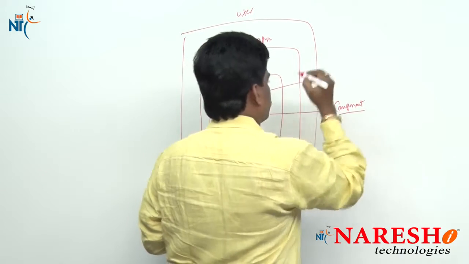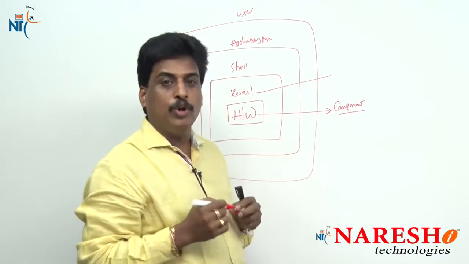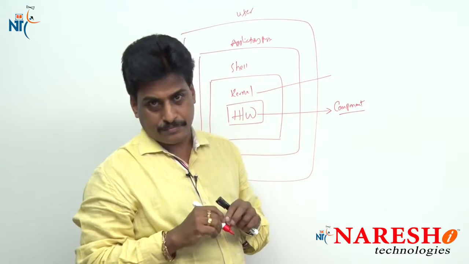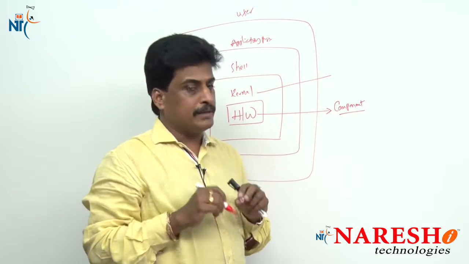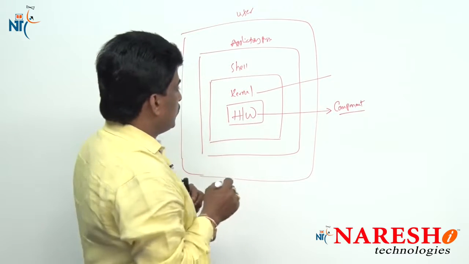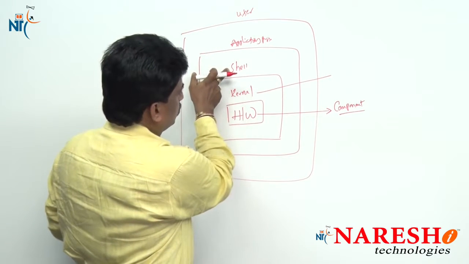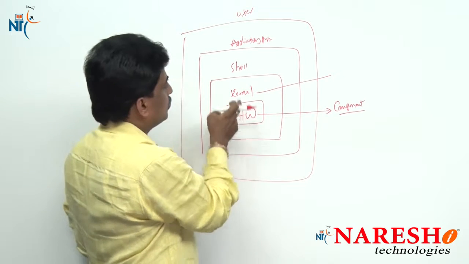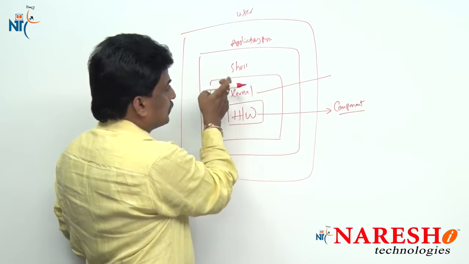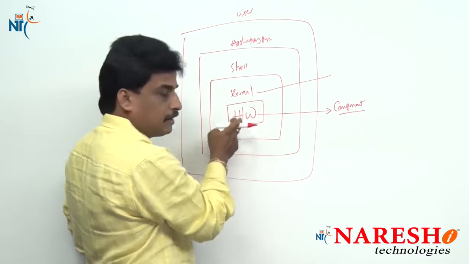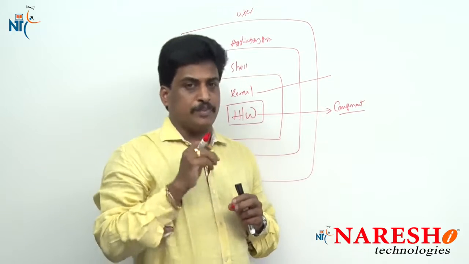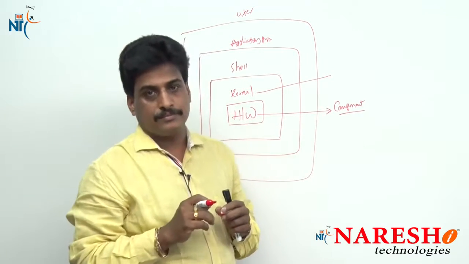Next one is kernel. Kernel is nothing but low level programming. It is the heart of the operating system. If you want to define kernel, kernel is an interface between shell and hardware. Kernel always performs low level tasks.